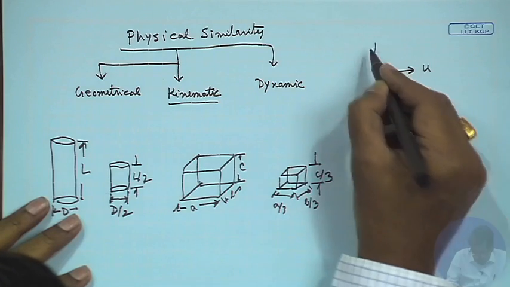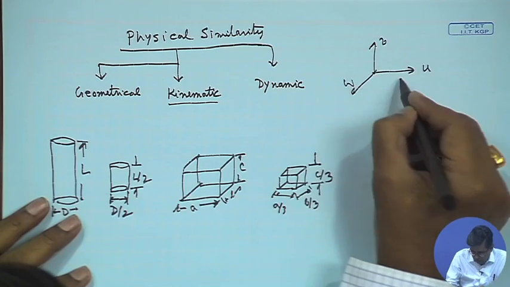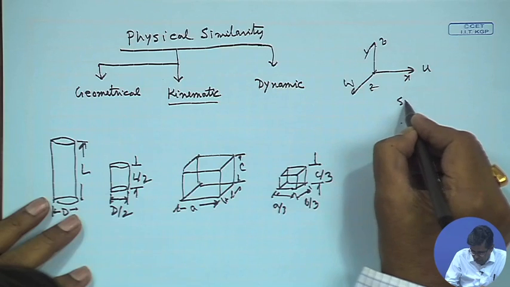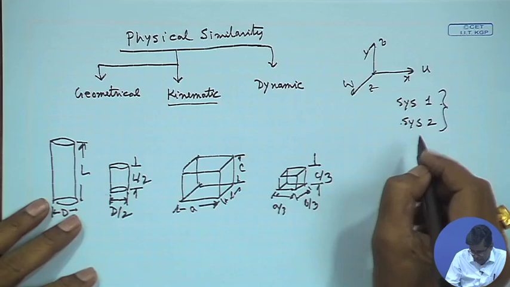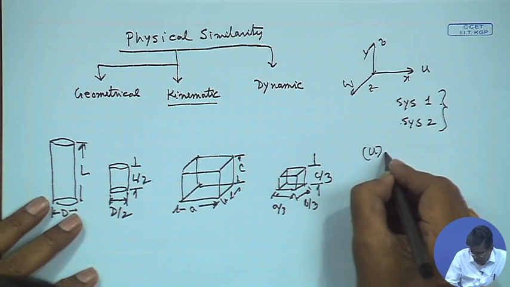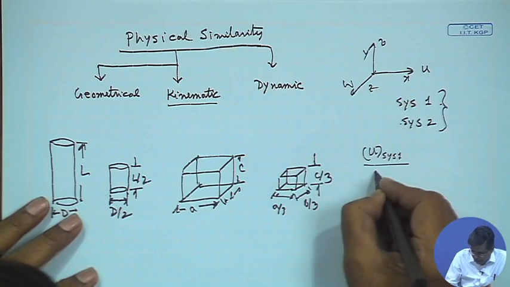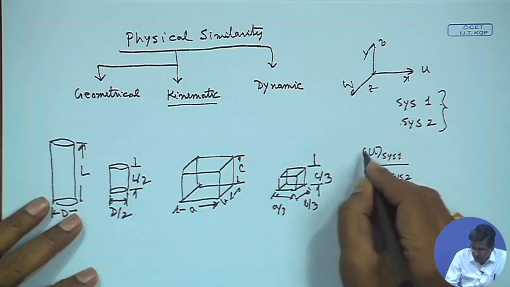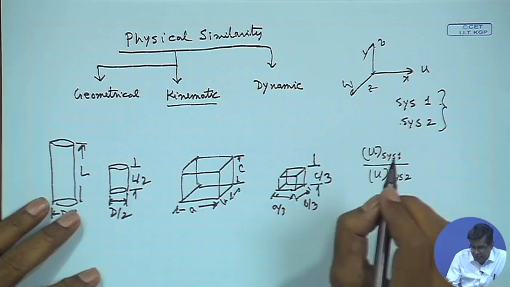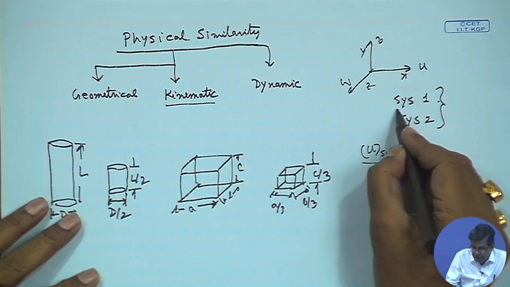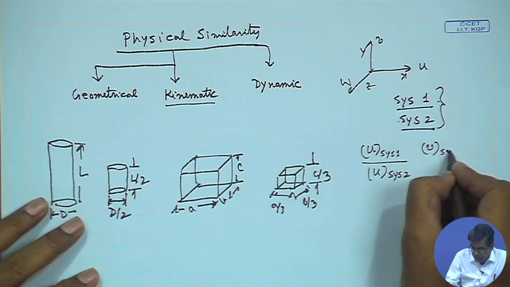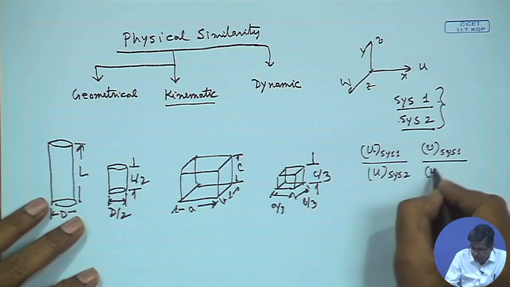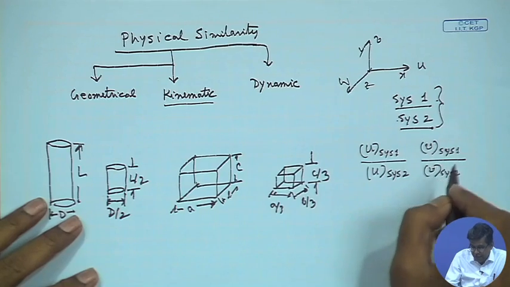Let us define it this way. Let us have u, v and w, the three components of velocity in x, y, z. If we have a system 1 and a system 2 and we seek kinematic similarity between them, then u for system 1 divided by u for system 2 has to be the same at corresponding points of system 1 and system 2. Similarly, v of system 1 divided by v of system 2 will be the same at corresponding points.